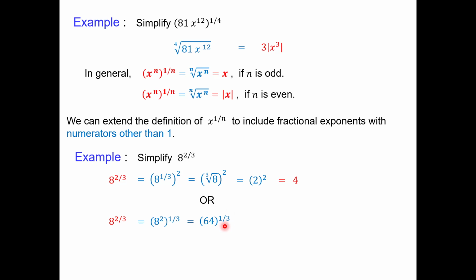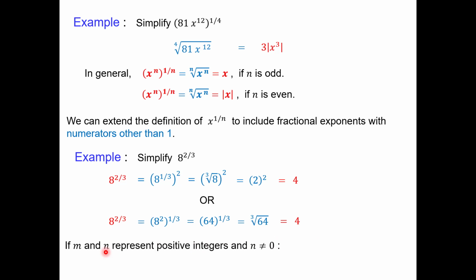And now the next step is to recognize that the 1/3 power represents our cube root. So then this question is, what number cubed, or what number times itself 3 times gives you 64? Well, that number's 4. So you can approach this either way and you will get the same answer.